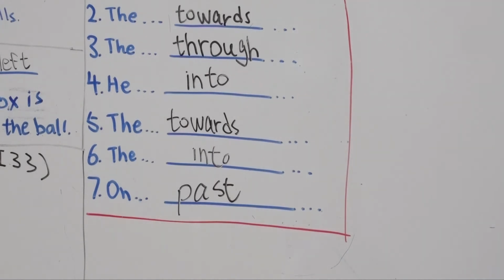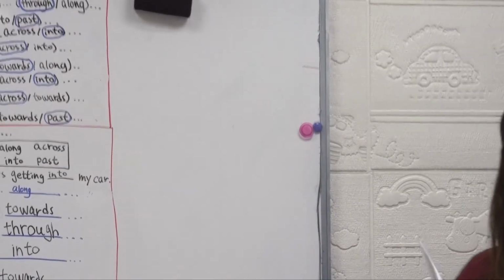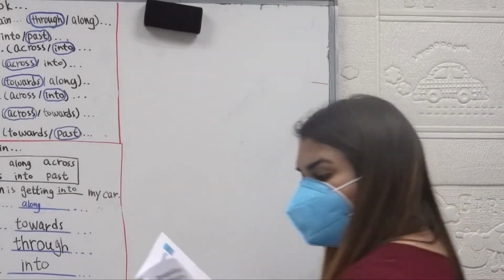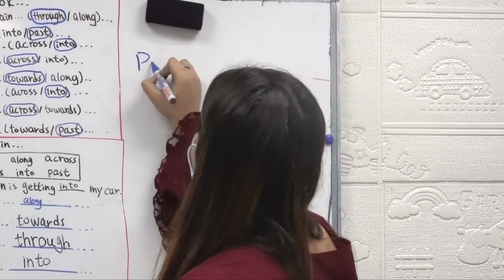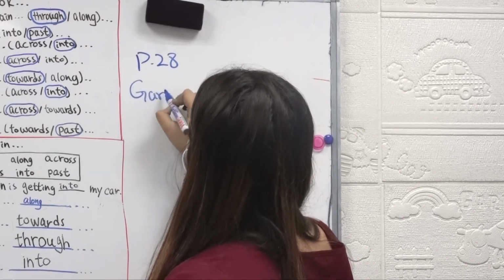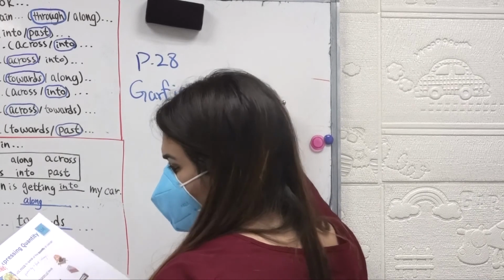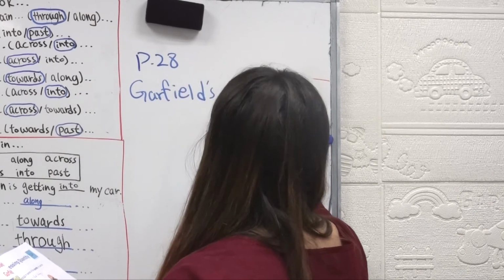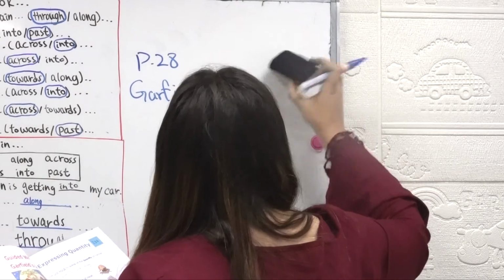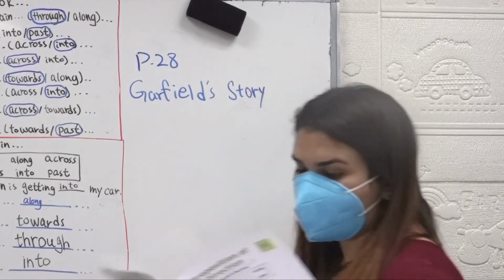So we are done with this. Now let's have a look at our next page. It's Garfield's story, writing time. So our writing today is for Garfield's story, okay? Page 28, please. Garfield's story. So very important. Garfield, right? You know who is Garfield, right? I think you have written these stories before. I don't remember. Yeah. Garfield's story. Okay, Garfield's story.